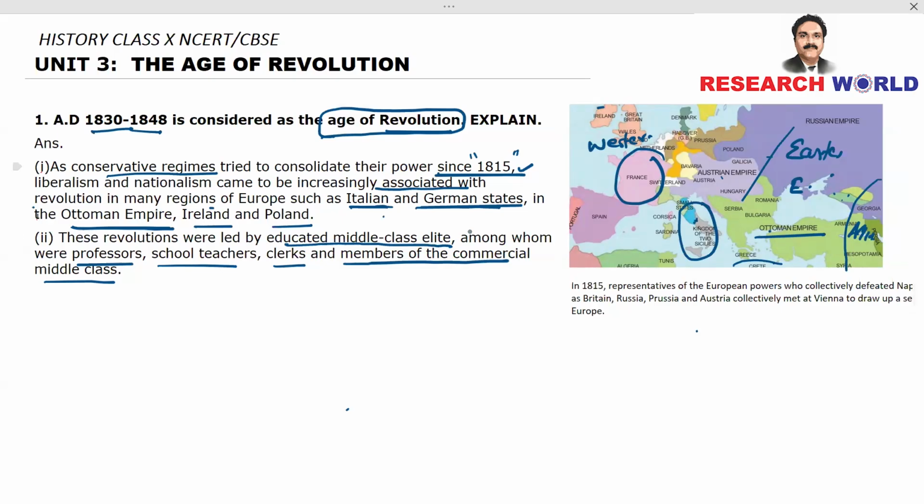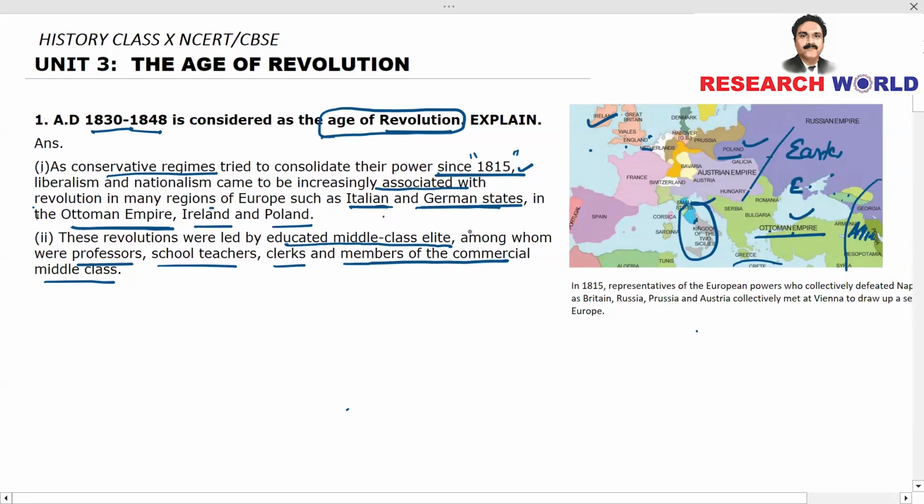So Italy, German states, Ottoman Empire, and Poland. This part. At that point of time, Poland wasn't a free country. Actually, it was coming under the Russian Empire. Okay. So this Poland, Ireland, the next country, which is part of the United Kingdom. So in Ireland, Poland, the Ottoman Empire, Italy, and the German states.